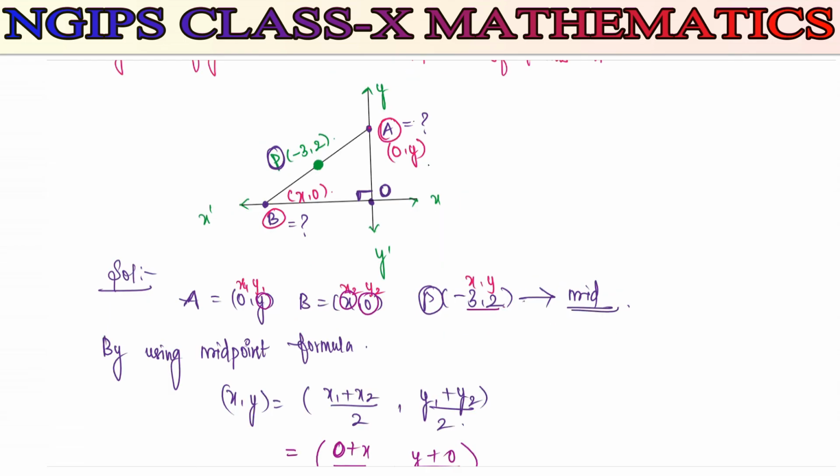So here we got the A value: A is going to be 0 comma 4, and the B value we got is minus 6 comma 0. Now if you check this, we got the y value as positive, and x is going to be the negative value, minus 6 comma 0. So this is the final answer.